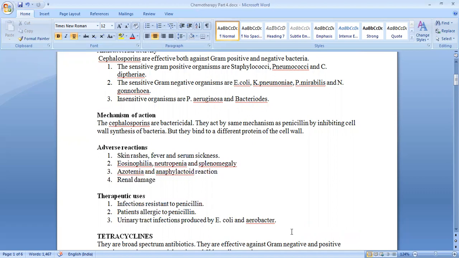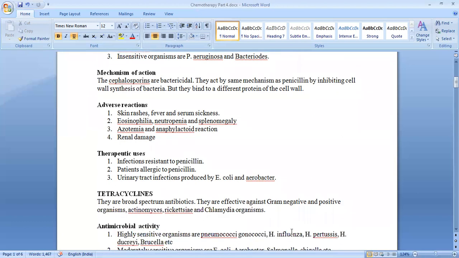So similar kind of diseases, wherever we are using penicillin, whatever you have written under uses of penicillin, similar diseases and conditions we will treat using cephalosporins. But in patients who have developed resistance to penicillin or those who are allergic to penicillin, we use these drugs. And very commonly they are used to treat urinary tract infection produced by E. coli and Aerobacter. They do have some side effects: skin rash, fever, eosinophilia, neutropenia. Some people may suffer from anaphylactic reaction, although it is quite rare, and there may be renal damage. That is about the cephalosporins.